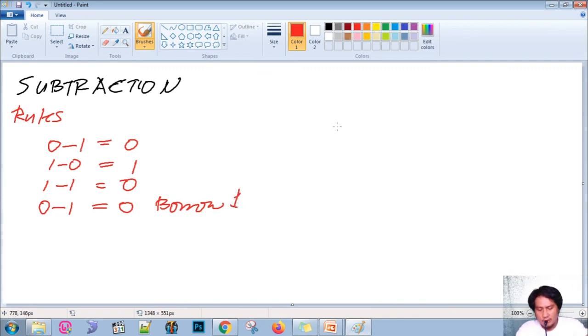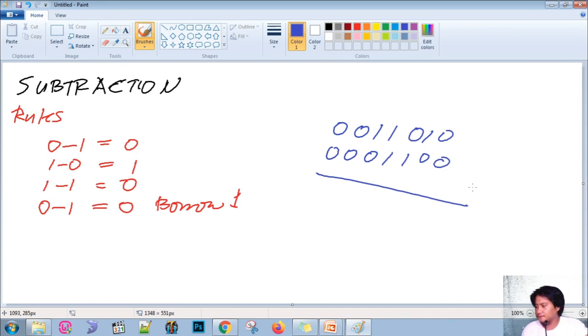For this, for example, we have the binary 0011010, subtracted by 0001100.